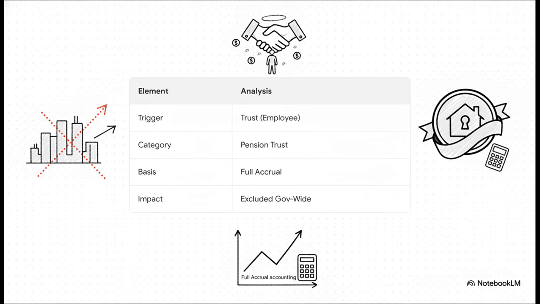While it does use full accrual accounting, here's the contrast sentence you absolutely must remember for the exam. Because these assets cannot be deployed to pave roads or pay police officers, they're completely excluded from the government-wide financials to avoid overstating the government's true economic resources.